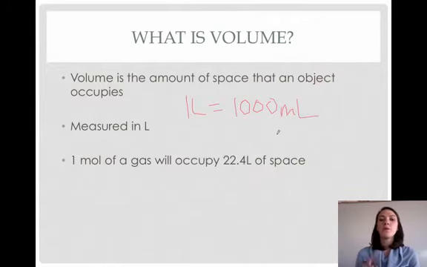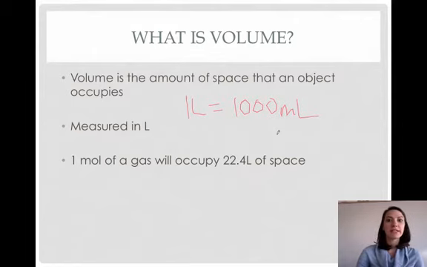And it's also important to know that 1 mole of gas, of any gas, at standard temperature and pressure, is going to occupy 22.4 liters of space. So you can use that as a unit conversion as well. 1 mole of gas is going to occupy 22.4 liters of space.